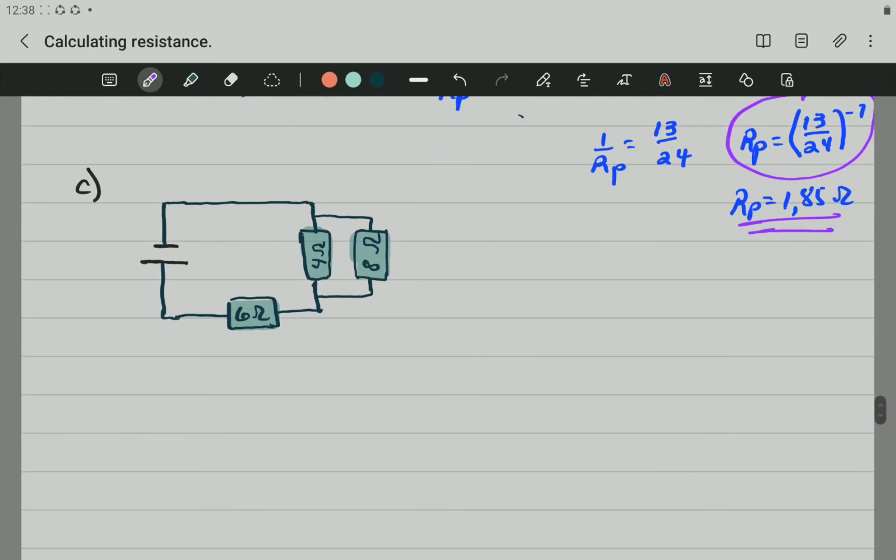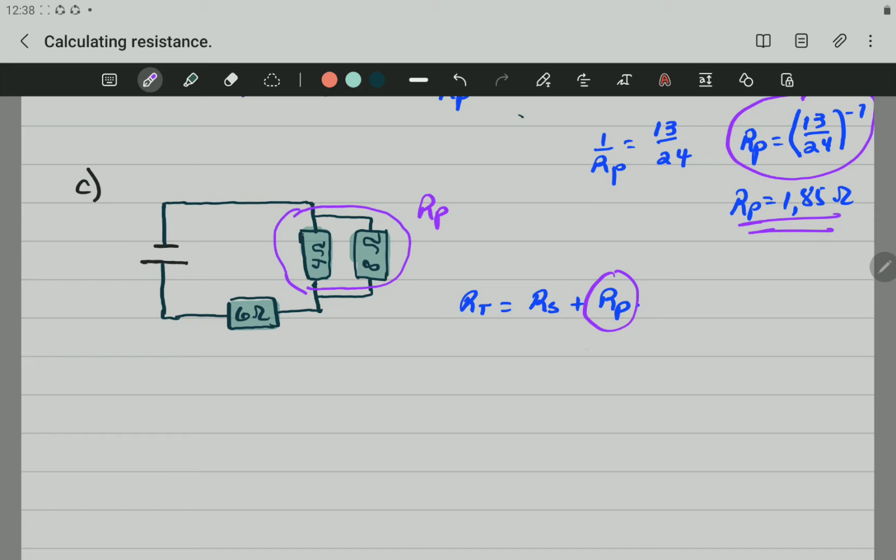Now we have a little bit more difficult case. It's not that difficult, eh? But here we have a resistor in series connected to two resistors in parallel. So what you need to remember is that the total resistance of the circuit is going to be equal to Rs plus Rp. So here we have to calculate Rp. Which resistors are in parallel? These two are in parallel. So these two will be Rp.